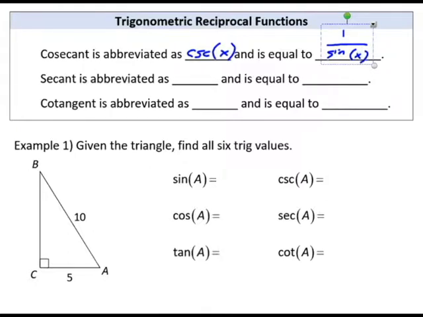Secant is SEC of x. This is function notation. 1 over cosine of x. Cotangent is abbreviated as COT of x, and it's 1 over the tangent.